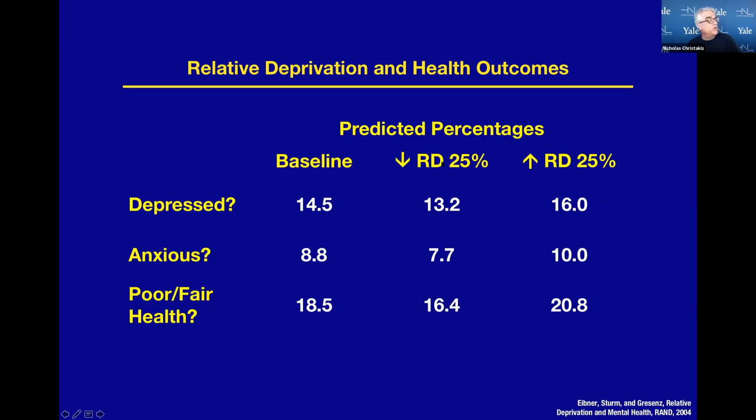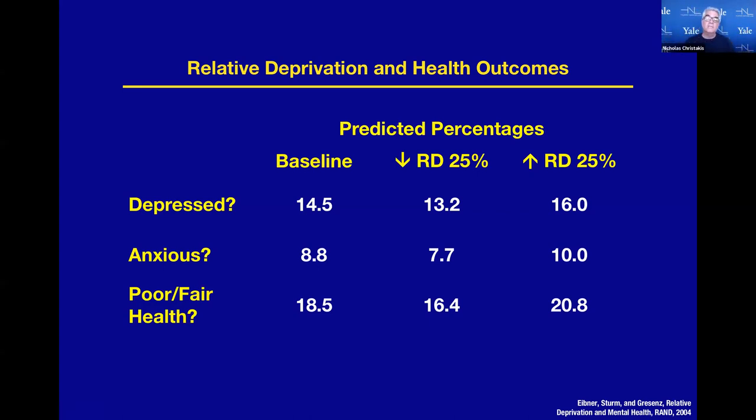If you reduce your relative deprivation by this amount, you're less likely to be depressed, less likely to be anxious, and less likely to rate your health poorly. And if I increase your relative deprivation, all those outcomes get worse. In other words, it's not just your absolute wealth that is associated with these health outcomes, it's your relative deprivation.